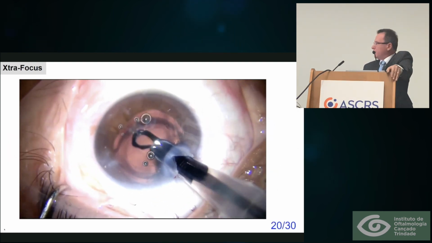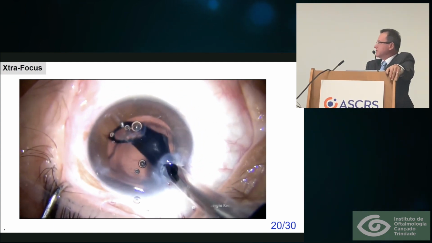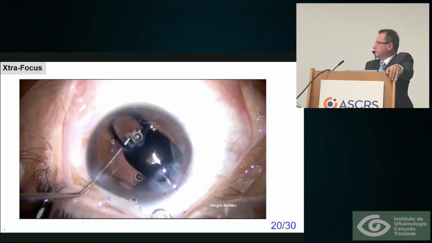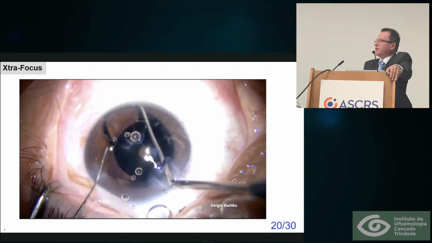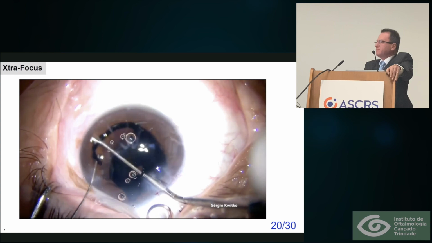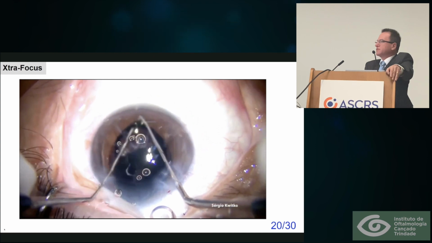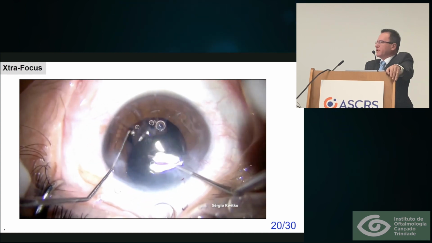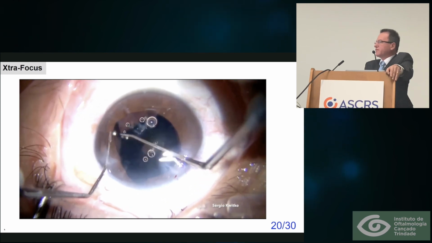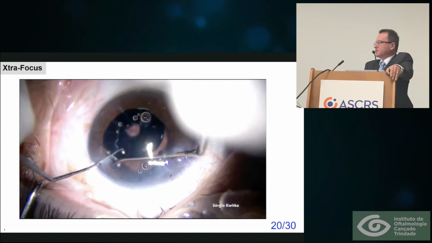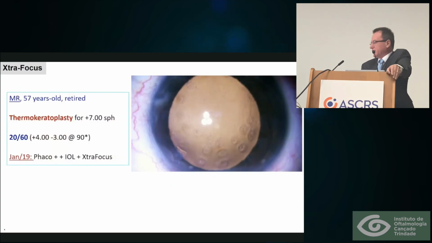Here you can see opening one of the radial incisions, even with a 2.2 millimeter incision, but that's no problem. We can suture easily. And this is the extra focus being implanted on top of the primary in-the-bag IOL. Here you can also see the RK incisions. We have to finish the surgery with the extra focus centered. Sometimes it's not so easy, but almost all times we can get it. And she had a great improvement.